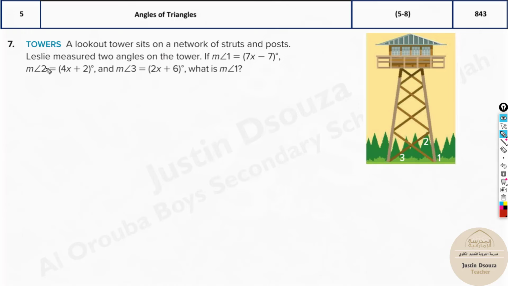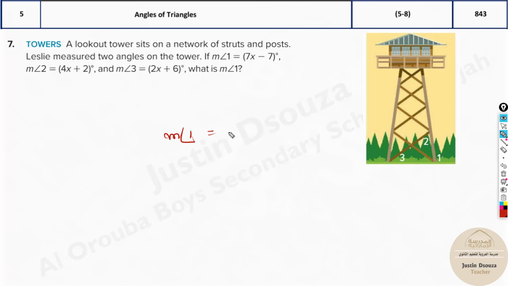We have a real world problem. It's about towers. A lookout tower sits on a network of struts and posts. So struts is this, the support which is there, and post. Leslie measures 2 angles on the tower. Measure of angle 1 over here is 7x minus 7. And measure of angle 2 over here is given, 4x plus 2. And measure of angle 3 is also given. What is the measure of angle 1? So this angle is required to be found out. Now it's all given in terms of x. So all you need to do is know the formula.